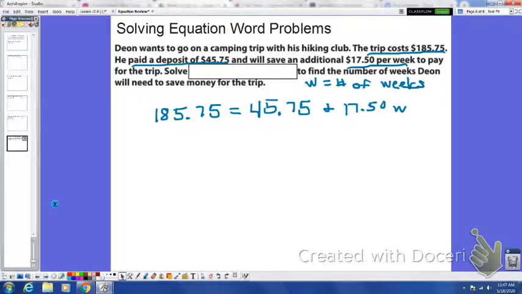Now, there may have been another option that you thought of. If you solve out what you were thinking and you end up with the same answer, then that does in fact mean you're correct. This is just the equation that I am going with. So we're going to go ahead and solve this. It's a two-stepper here, so I'm going to subtract 45.75 from both sides.